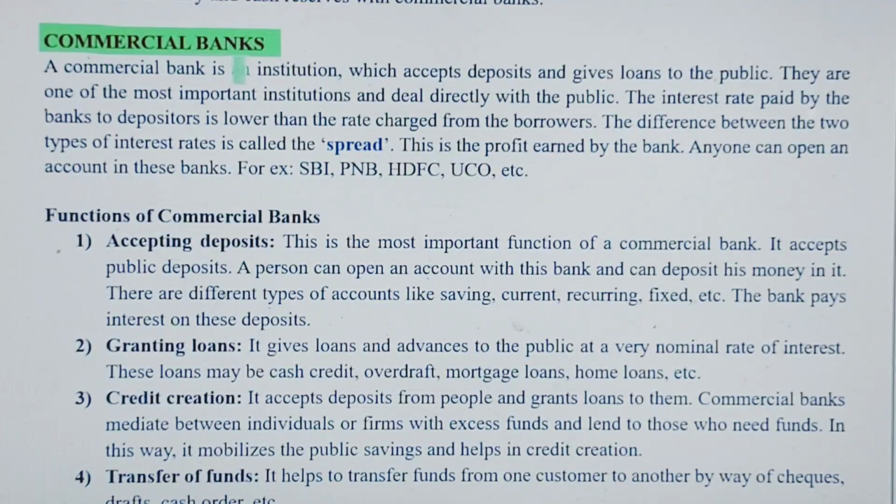A commercial bank is an institution which accepts deposits and gives loans to the public. They are one of the most important institutions and deal directly with the public. So the first sentence you should write in the exam, if you get this question, is that it is an institution which accepts deposits and gives loans to the people. Now people here, we are all people, and it deals directly with the public.